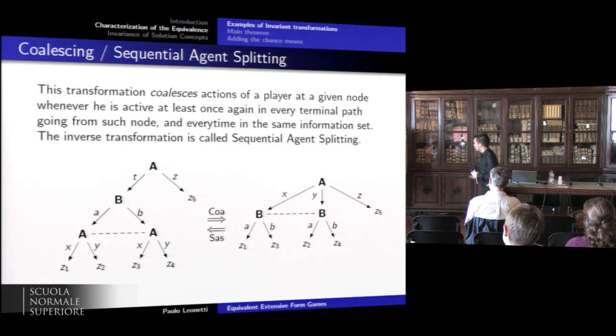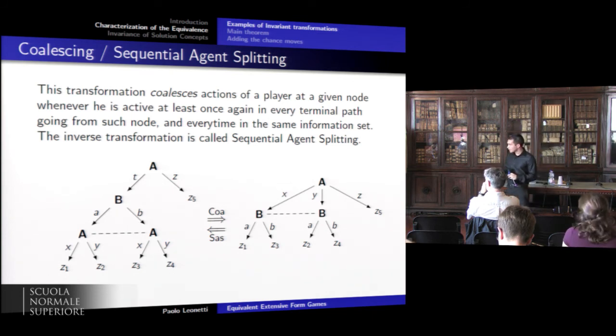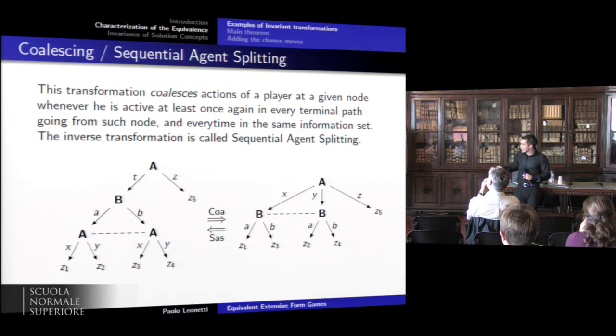The third transformation is like this one. It's when a player chooses an action, but he already takes into account that sooner or later he will have to choose for sure between some actions, all at the same information set. For example, here, if player A chooses action T, then he's sure that sooner or later he will have to choose between X and Y. So it's the same if at the beginning, when you have to choose, instead of T, we put directly X and Y. This direction of the transformation is called coalescing, and the opposite is called sequential edge splitting.